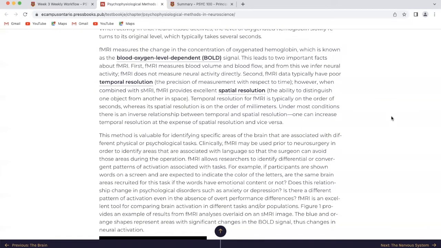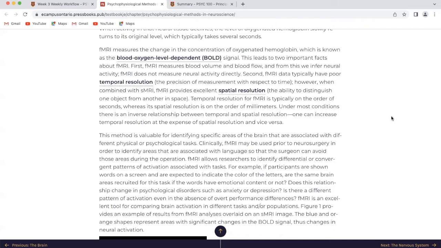This leads to two important facts about fMRI. First, fMRI measures blood volume and blood flow, and from this we infer neural activity. fMRI does not measure neural activity directly. Secondly, fMRI data typically have poor temporal resolution. However, when combined with sMRI, fMRI provides excellent spatial resolution.